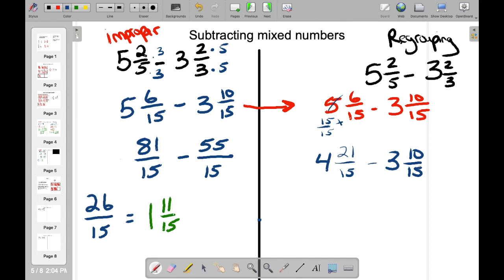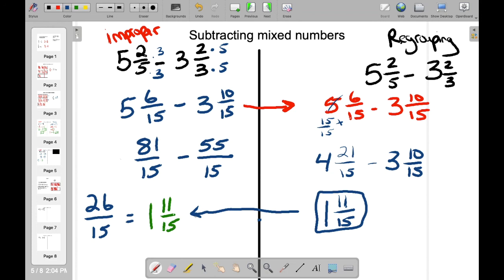I can subtract the whole number from the whole number and the fraction from the fraction. 4 minus 3 is 1. 21 fifteenths minus 10 fifteenths is 11 fifteenths. And wouldn't you know it, we got the same answer both ways.